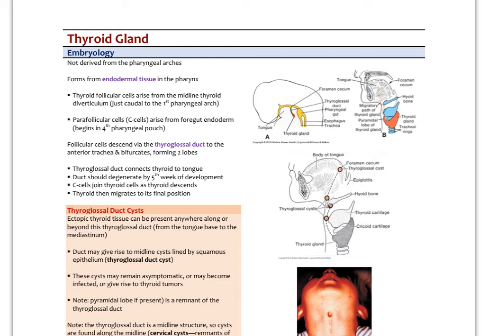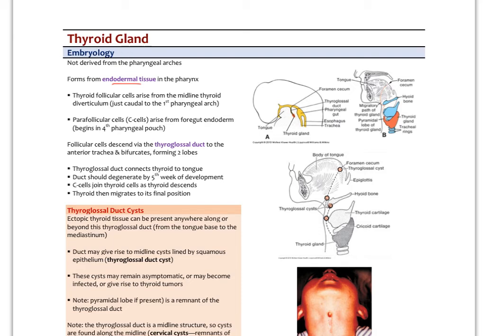So the thyroid gland has an interesting embryologic origin. It actually comes from endodermal tissue in the pharynx, in the throat. Remember, endoderm gives rise to all of your GI epithelium, so your inner lining of your GI tract, your liver, pancreas, all the digestive organs, organs of metabolism, but also the lungs. And as we'll see, there's a real connection here with thyroid and the respiratory system.